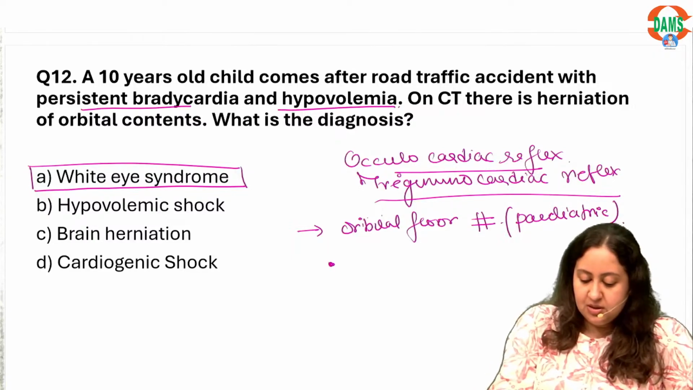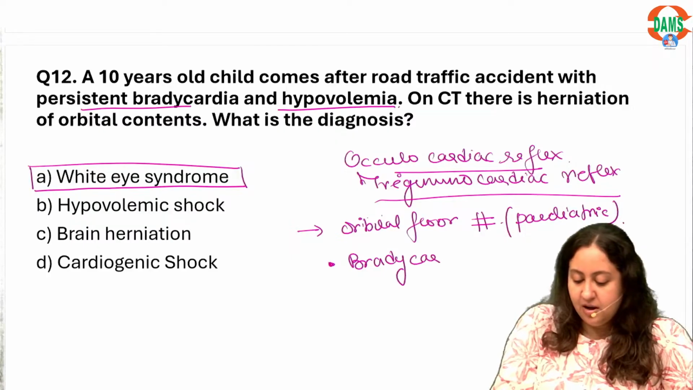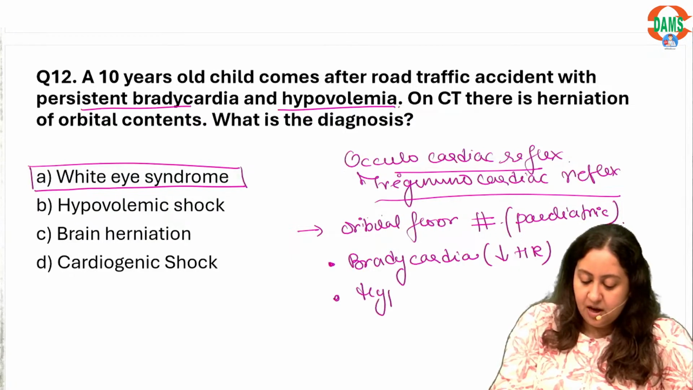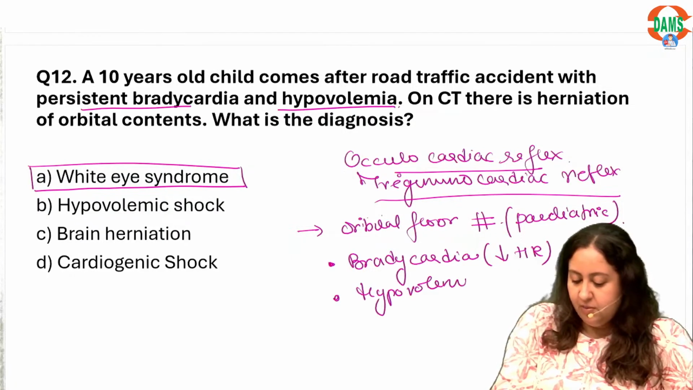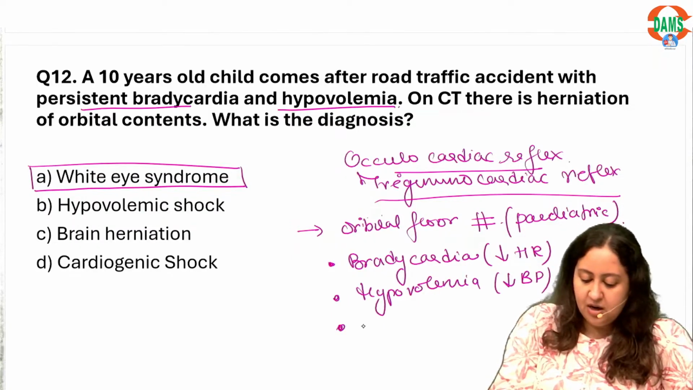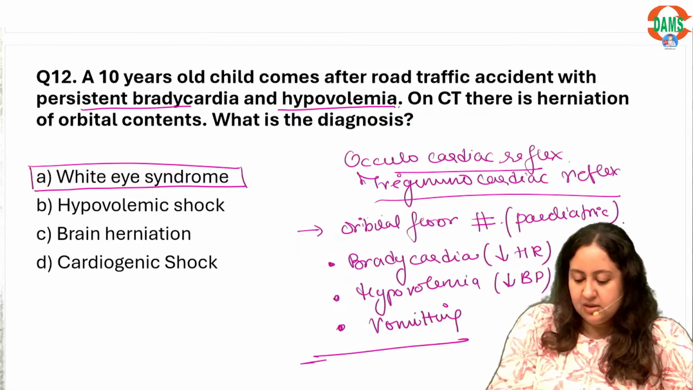This is characterized by the triad of bradycardia, that is decreased heart rate, hypovolemia, that is decreased blood pressure, and vomiting. This is the triad.